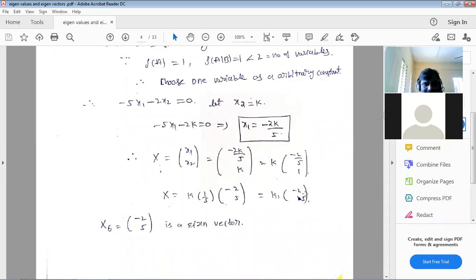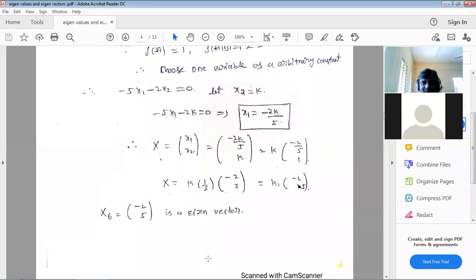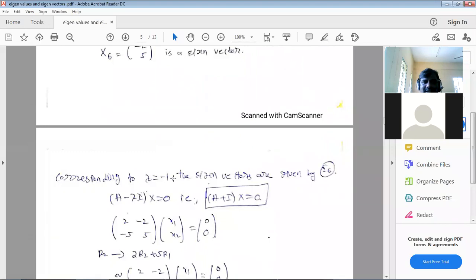Now x6 means the eigenvector corresponding to which value? Corresponding to the eigenvalue 6, (-2, 5) is the eigenvector, also called the characteristic vector, latent vector, or proper vector. Similarly, you also have to find the eigenvector corresponding to lambda equal to minus 1.